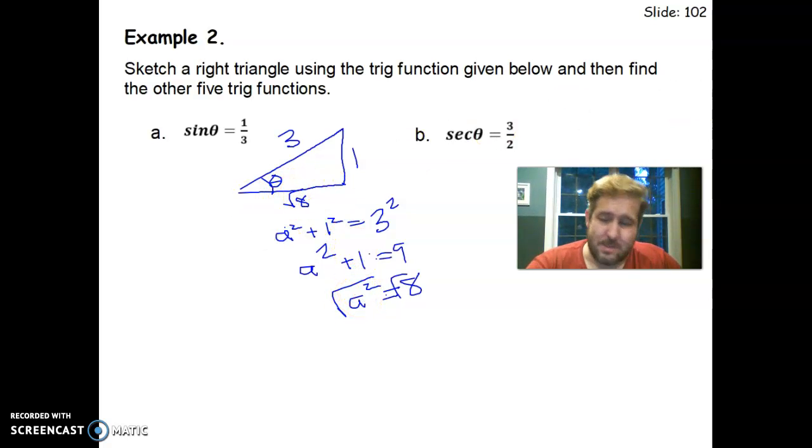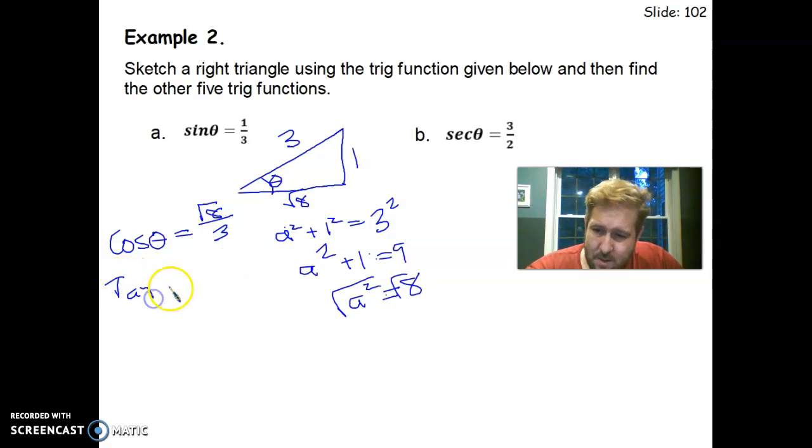So the next thing I can do, now that I have all 3 sides, is write sine of that angle, cosine of that angle. Well, sine of it was given to us. So cosine of that same angle will be adjacent over hypotenuse, so that would be square root of 8 over 3. Tangent of that exact same angle will be opposite over adjacent, so that's 1 over square root of 8. Once again, I know these can be rationalized, but I'm just going to leave them the way they are.